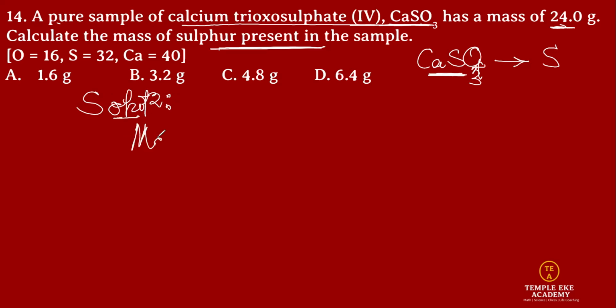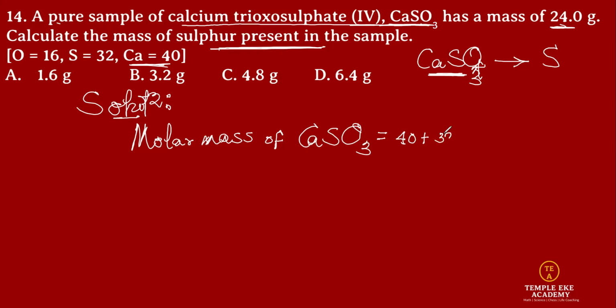The molar mass of CaSO3 is going to be given by, of course, we're going to use the relative atomic masses. Relative atomic mass of calcium is 40. So we bring in 40 plus relative atomic mass of sulfur is given as 32. And of course, plus oxygen occurs 3 times, and the relative atomic mass of oxygen is 16. We have 16 multiplied by 3.